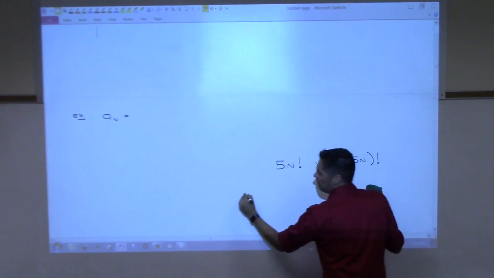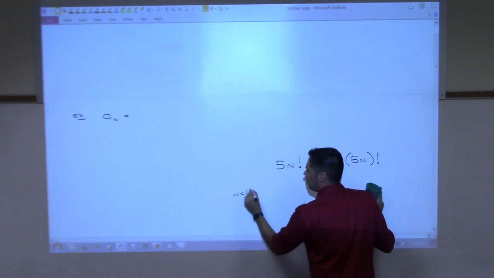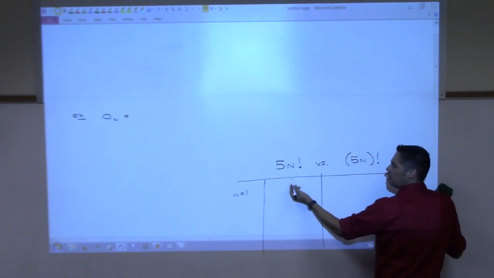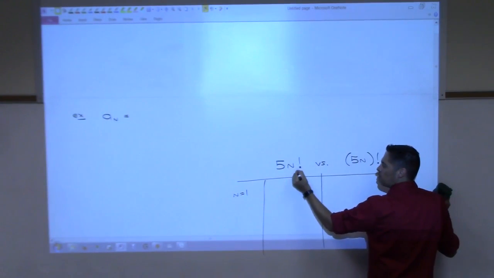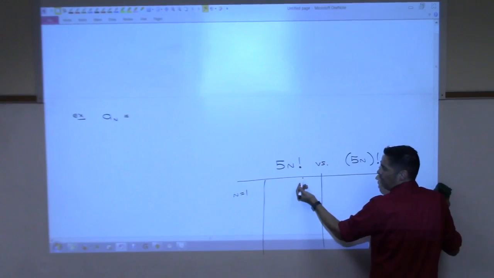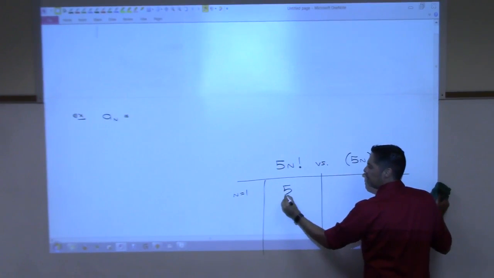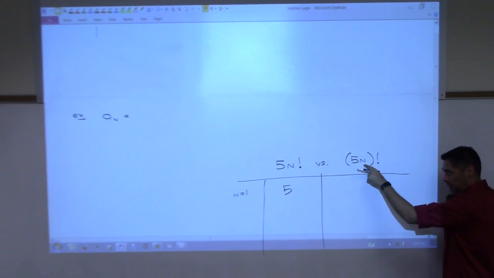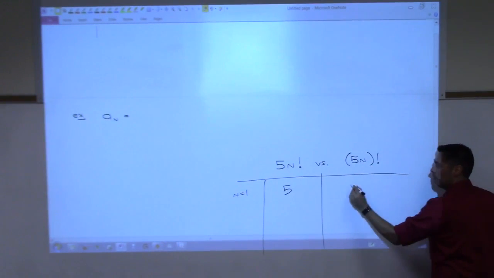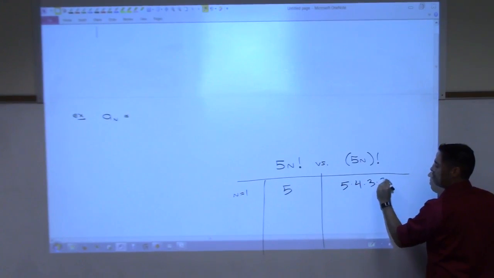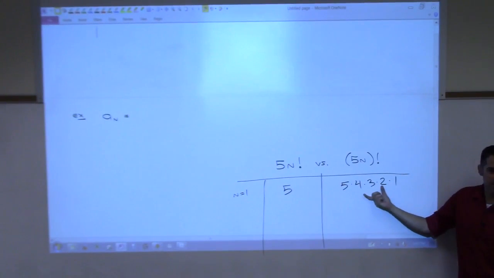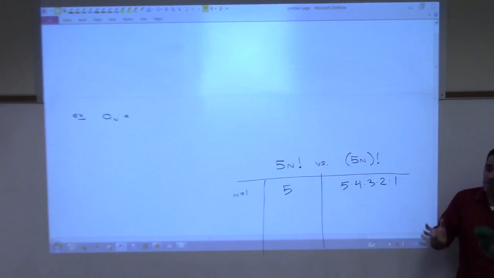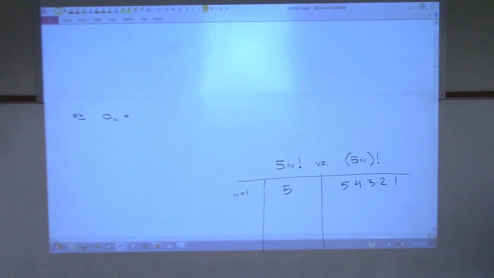So let's just take an example. If n is 1, okay, I'm going to make like a little table here. If n is 1, what would this be? What's 1 factorial? 1 times 5? 5, right? Here, 5 times 1? 5. 5 factorial? 5 times 4 times 3 times 2 times 1. This number is completely different than this number, right? So that use of parentheses around a factorial is pretty important. See the difference?